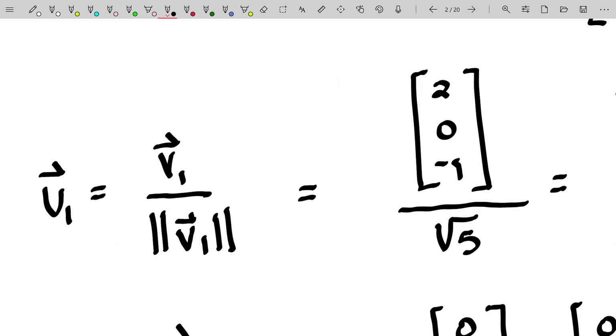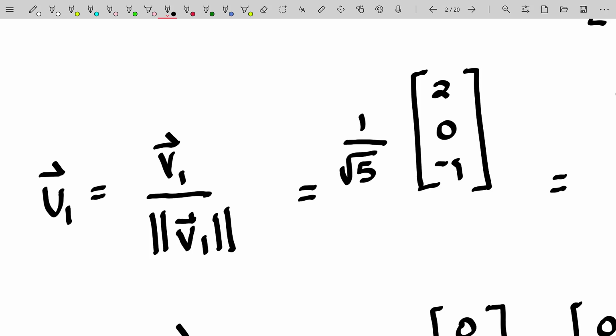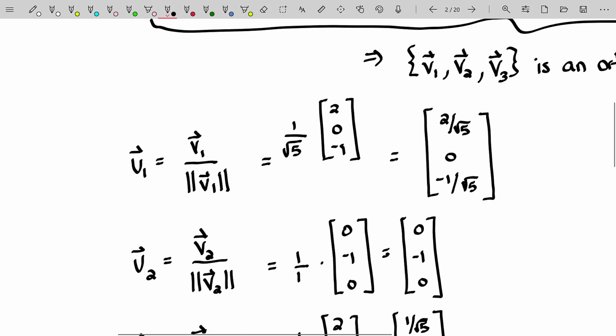In reality, you'd like to just write this as 1 over the magnitude of v sub 1 times the vector v sub 1. It's just a little bit more commonplace, I guess, in mathematics to write it that way, because it looks really odd with a vector being divided by a scalar otherwise. I mean, it's not incorrect, it just looks weird.